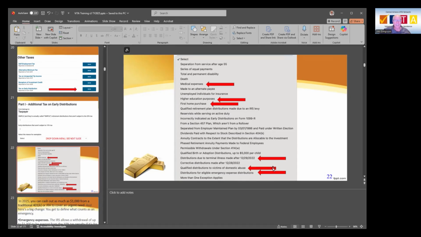You probably don't want to ask them, hey, are you a victim of domestic abuse, but you might want to at least let them know that there is an exception to the penalty for spouses who are victims of it. It doesn't have to be a spouse either. I mean, victim of domestic abuse, right? But a more common one here is distributions for eligible emergency expense distributions.